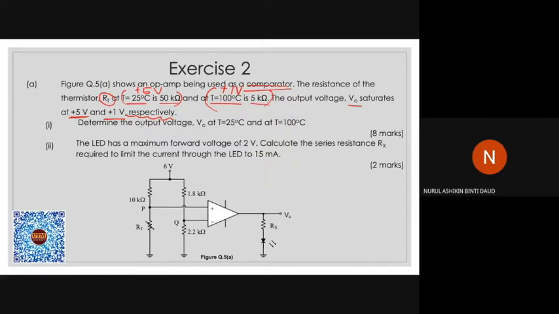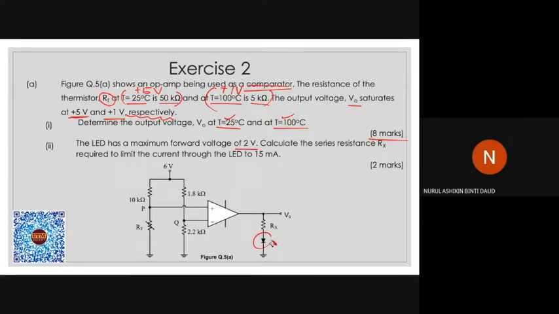Alright, and then determine the output voltage V output at T equals 25 degrees and at T equals 100 degrees. So you have to determine the output at both conditions, yeah. And the marks are very high, 8 marks, yeah. And another question is the LED has a maximum forward voltage of 2 volts. Okay, so this is the LED sign, alright. And this is when the LED looks like this, yeah.